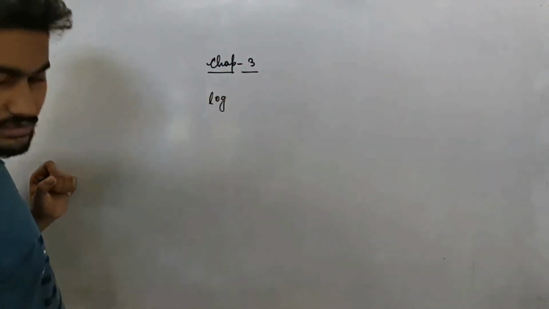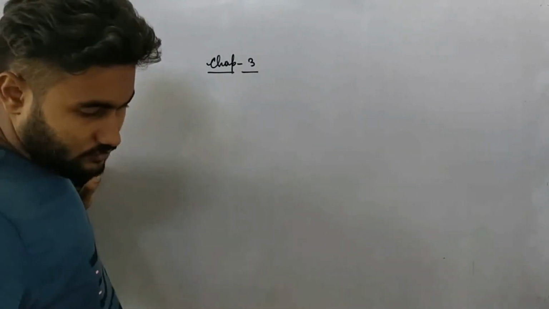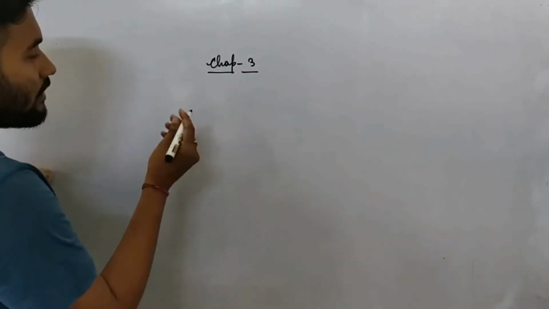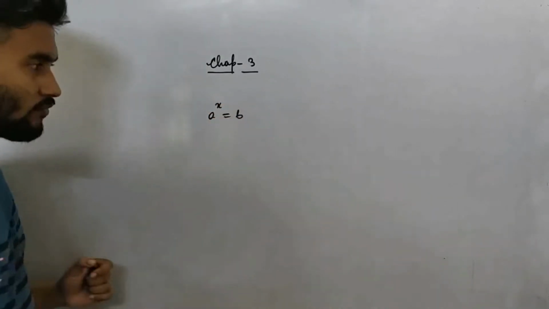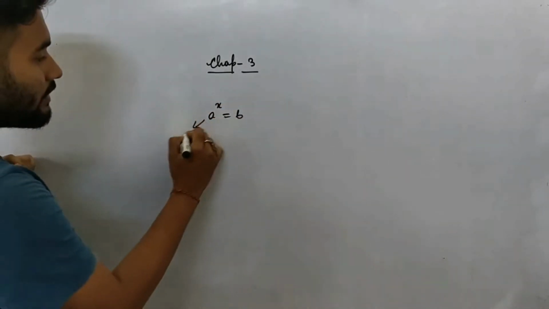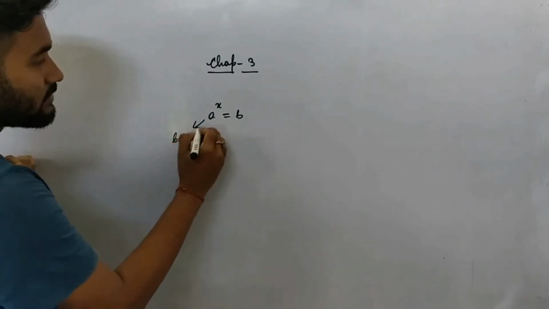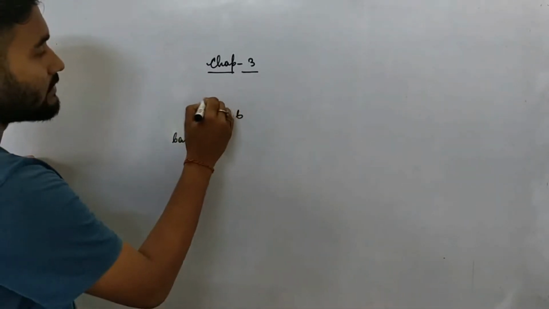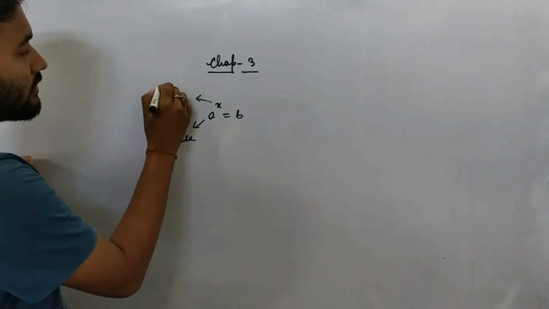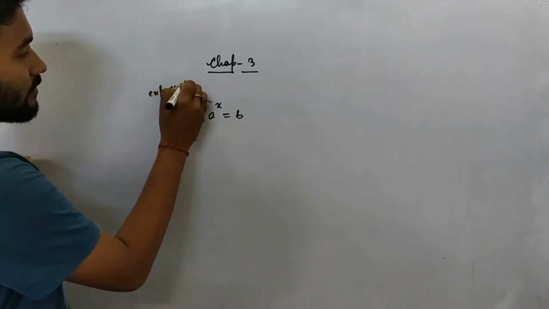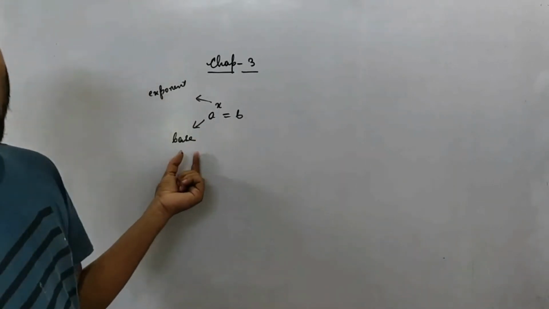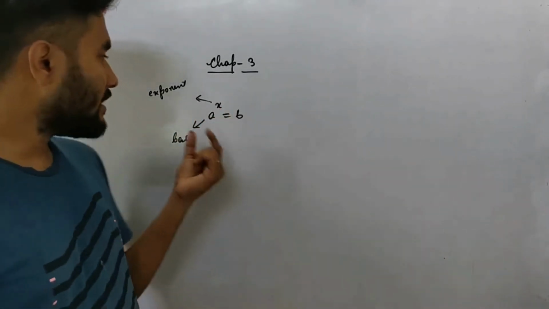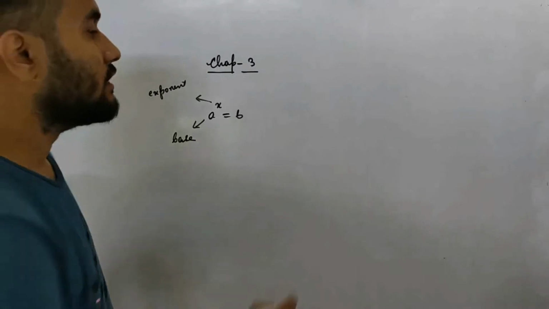You see, say for example, if I write a to the power x is equal to b. Here a is known as what? Base, and x is known as exponent. Okay, base is a and exponent is x. And what is the value of a to the power x? Say b. So this is the example.